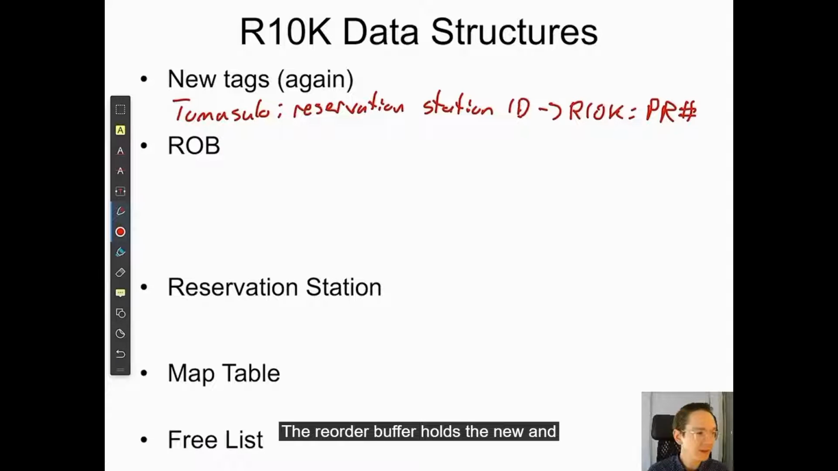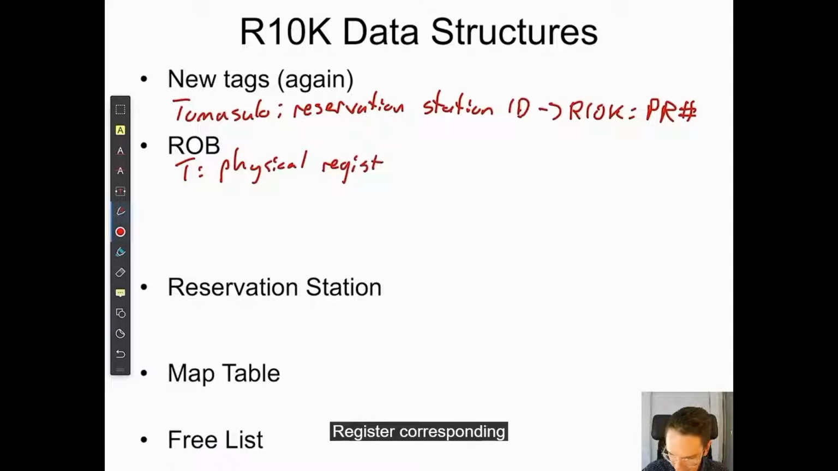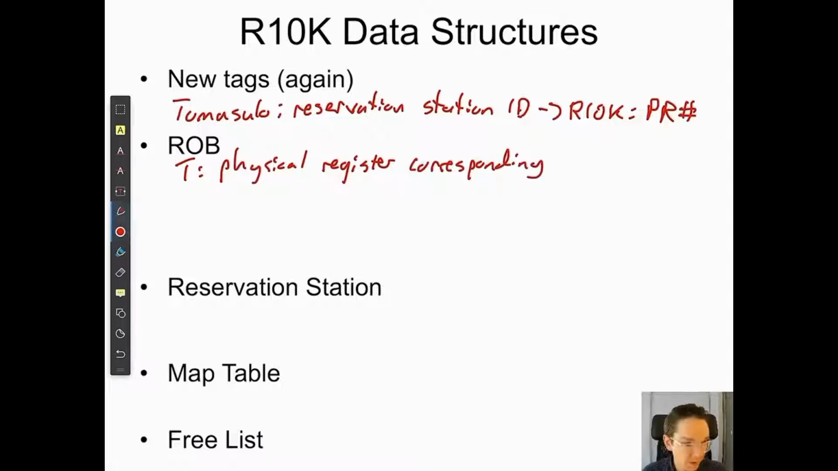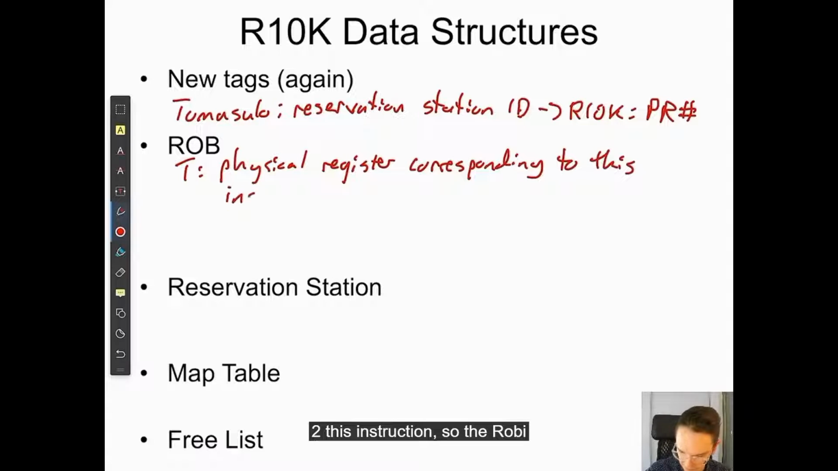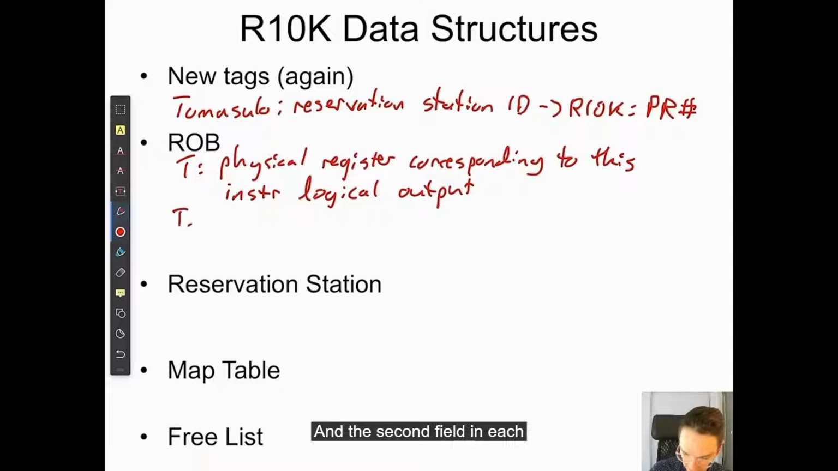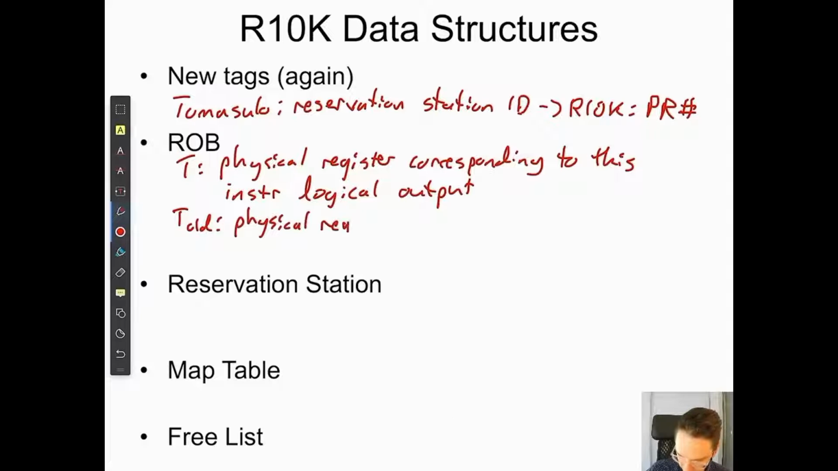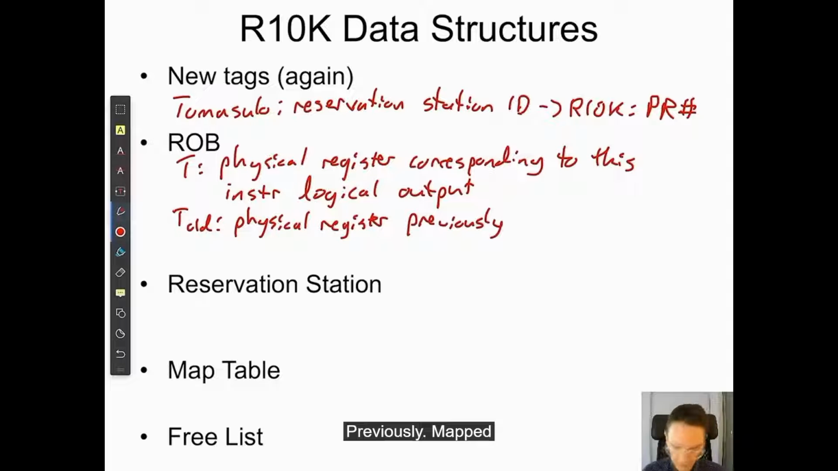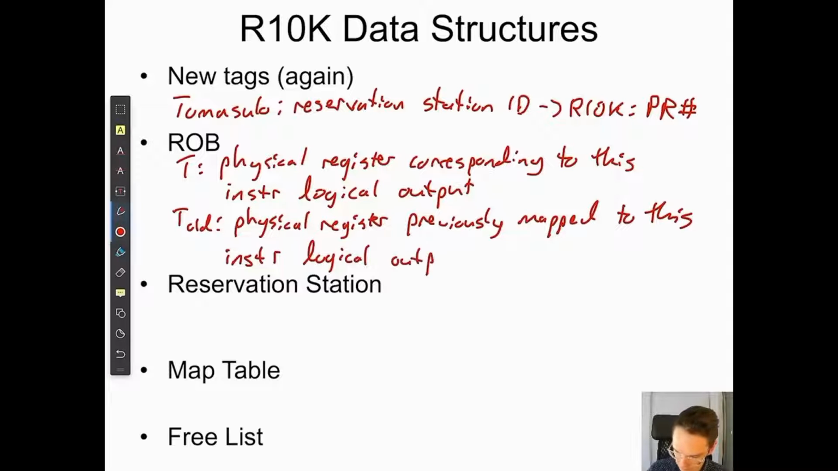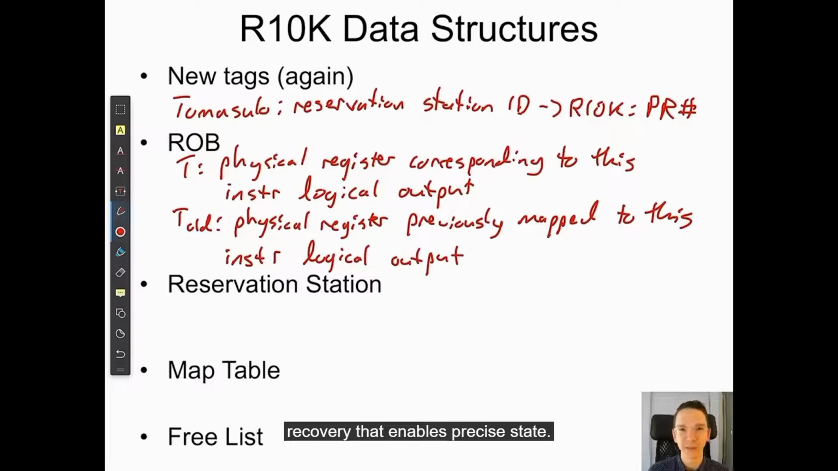The reorder buffer holds the new and the old tag for a given instruction. So that's the physical register corresponding to this instruction. The ROB entry holds the instruction's logical output register name. And the second field in each entry of the ROB is the old tag. So it's holding the physical register ID previously mapped to this instruction's logical output. This is the state that enables recovery, that enables precise state.